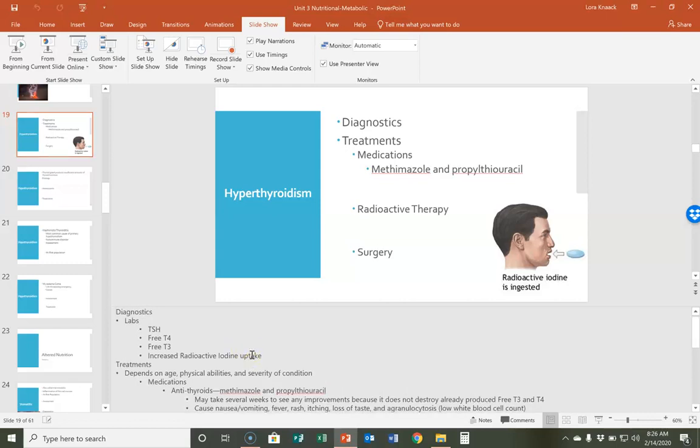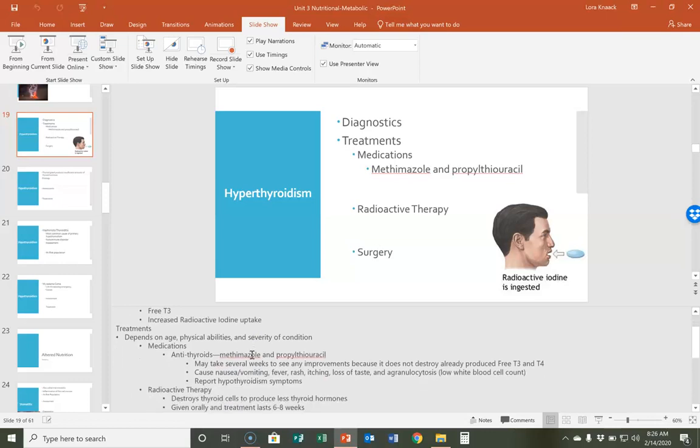The treatments depend a lot on age and severity of the condition. Medications for antithyroid, we have a couple of them listed there: methimazole and propylthiouracil. This may take several weeks to see any improvements because it does not destroy already produced free T4 and free T3. They can cause nausea, vomiting, fever, rash, itchiness, loss of taste, agranulocytosis, which is a low white blood cell count, and then any hypothyroid symptoms. So we can destroy the thyroid function so much that now they're actually going to have hypothyroidism type symptoms.